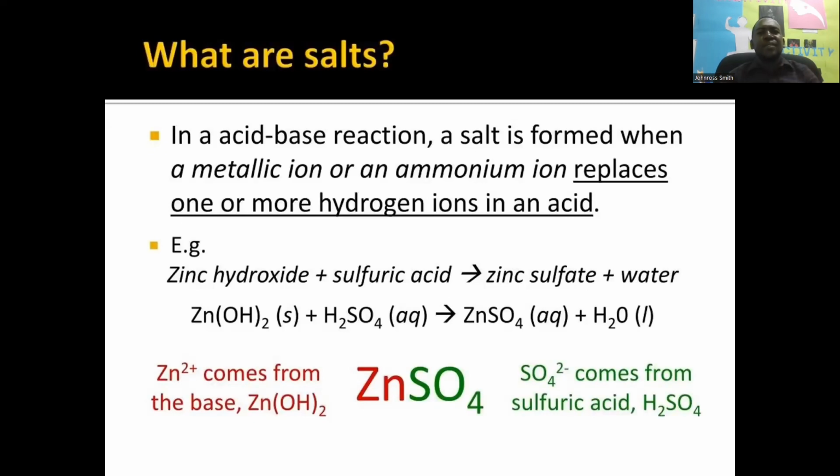Now, in last week's lesson, we looked at what a salt is, right? So this is just showing you exactly how zinc sulfate, in this case, became a salt from the reaction between zinc hydroxide and hydrochloric acid.